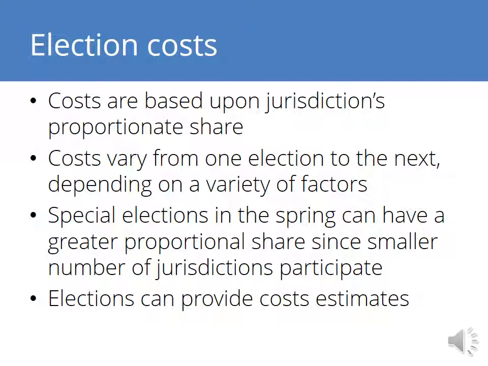Special elections in February and April are often shared by a smaller number of jurisdictions, thus the proportional share is often greater. In the case of a single jurisdiction election, the cost would be 100%. King County Elections will prepare and send billing notifications to the jurisdictions. Payment is processed via interfund transfer. Jurisdictions typically do not process direct payment for election costs.